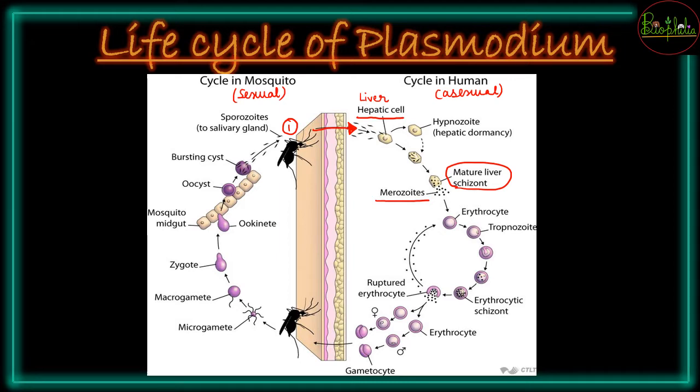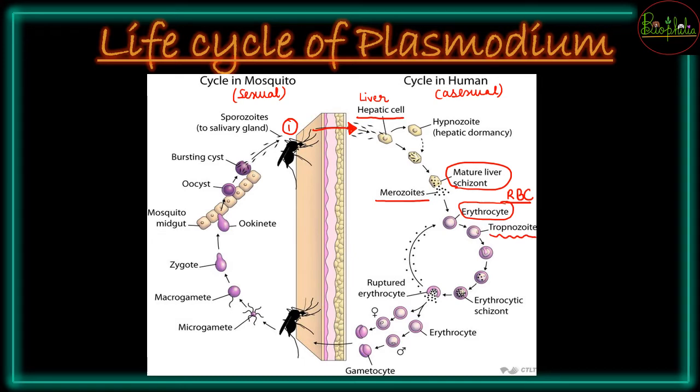blood circulation, and as they are left out in the blood circulation they will enter the erythrocytes. So erythrocytes, that is, moving away from the liver, they have entered into the RBCs, and once they enter the RBCs the next phase will be seen, which is called the trophozoite.